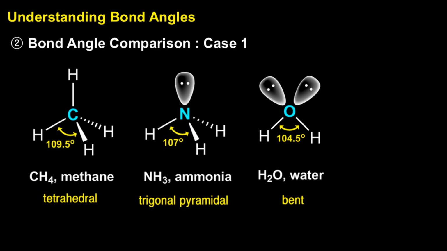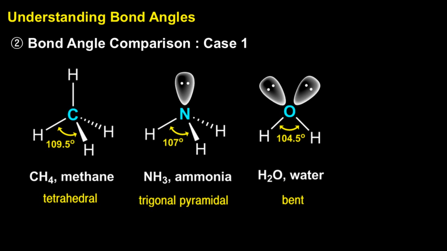In ammonia, there's one lone pair on nitrogen. That extra repulsion pushes the bonding pairs a little closer together, so the bond angle drops to about 107 degrees, and the shape shifts to trigonal pyramidal. Then we have water, which has two lone pairs on the oxygen. That creates even more repulsion, squeezing the bonding pairs even tighter and giving us a bond angle of around 104.5 degrees. That's why water takes on a bent shape instead of staying symmetrical.